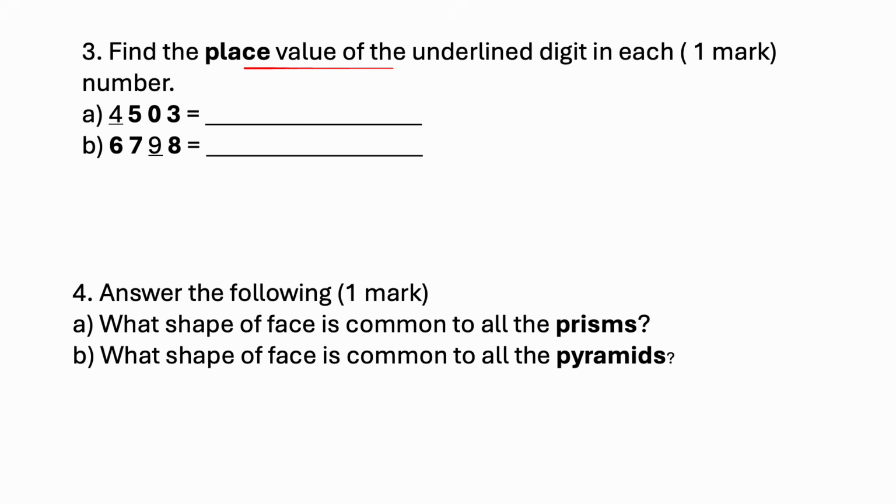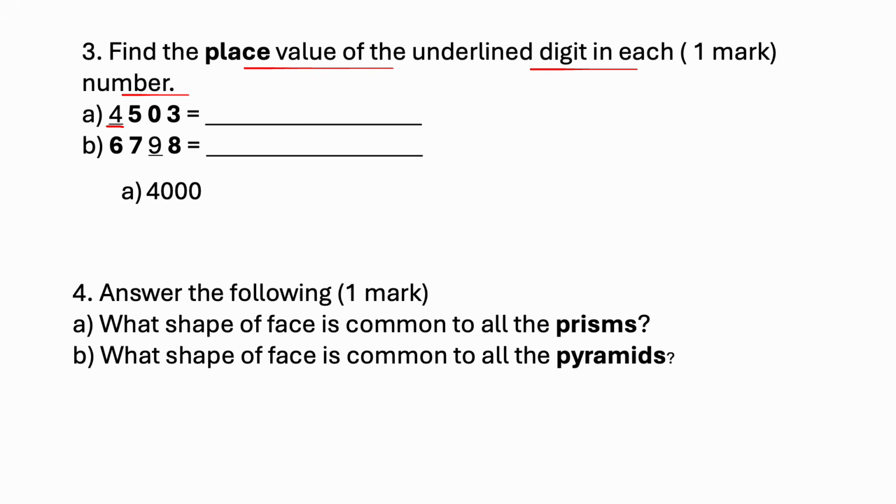Find the place value of the underlined digit in each number. This is a 1-mark question. First one, 4503. Here the underlined digit is 4. The place value is a value of the digit according to its place in the number. In 4503, 4 is in thousands place. So its place value is 4 into 1000, that is 4000.